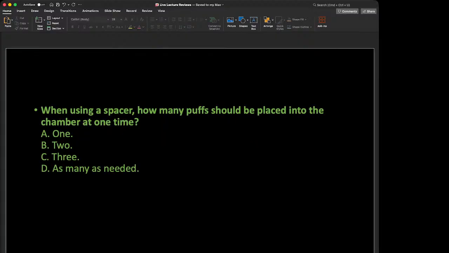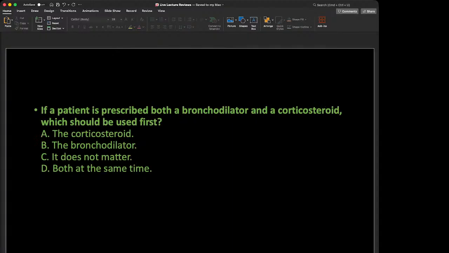When using a spacer, how many puffs should be placed into the chamber at one time? Always do 1 puff at a time. And if a patient is prescribed both a bronchodilator and a corticosteroid, which should be used first? Always use the bronchodilator first, then the corticosteroid, because it helps open up and widen the bronchioles. Then you will use the steroid inhaler.